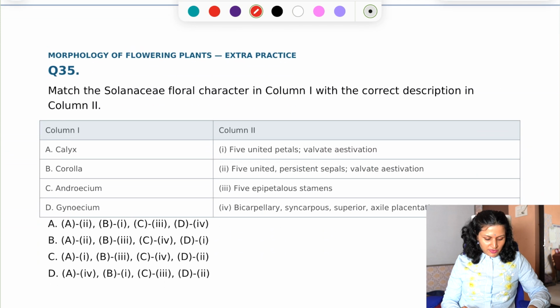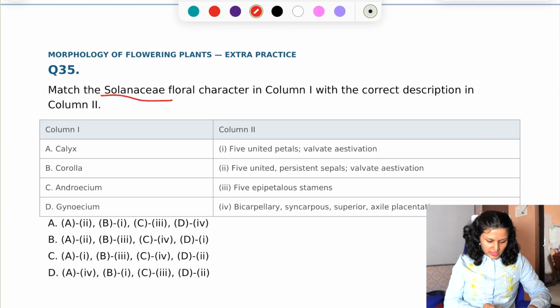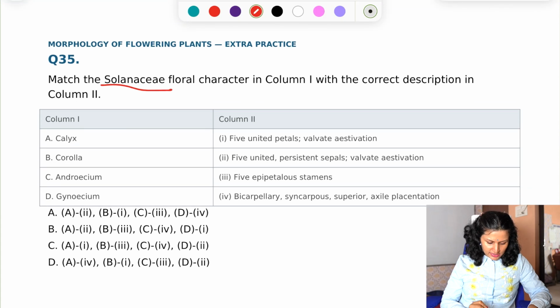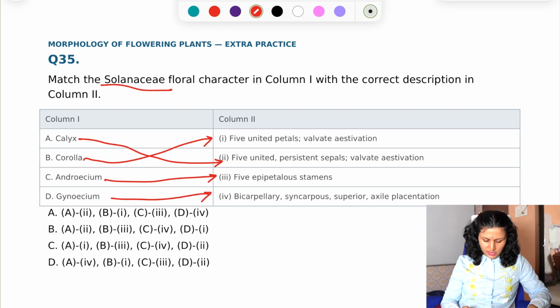Next, question number 35. Calyx for Solanaceae floral characters. Calyx is 5 united, persistent sepals and valvate aestivation. Corolla is 5 united petals, valvate aestivation. Androecium is 5 epipetalous stamens and gynoecium bicarpellary, syncarpous, superior, axile placentation. 2, 1, 3, 4. Question 35, correct answer will be A.